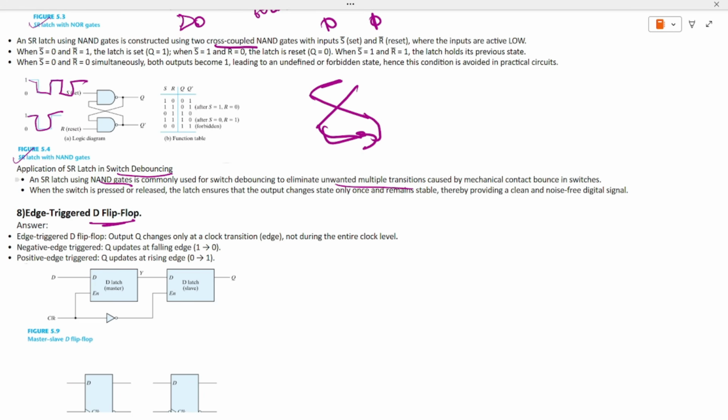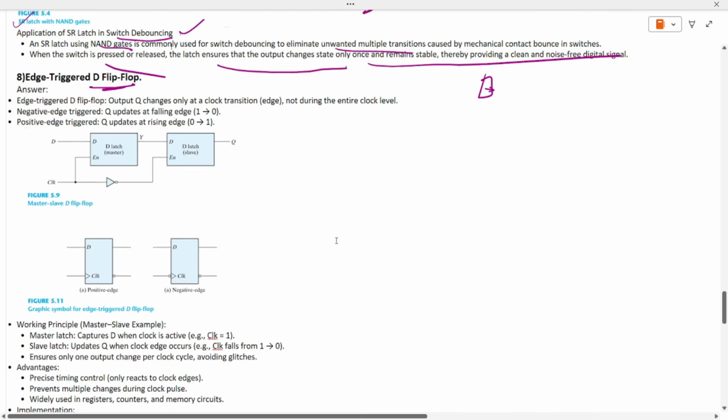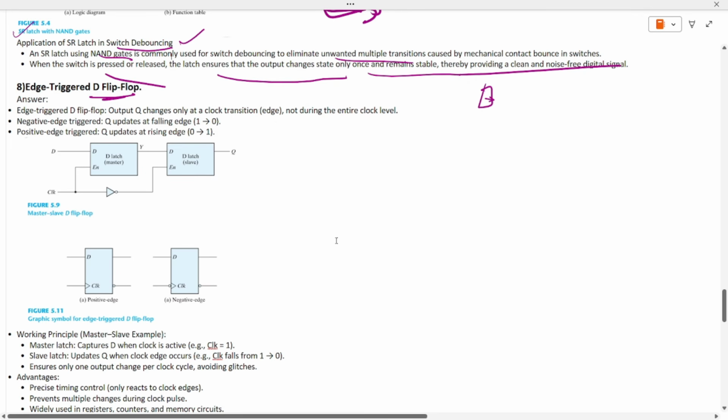To avoid that, it will be happening. And next is when the switch is pressed or released. When you have a switch, and it is pressed or released, the latch ensures that the output state remains stable. The output state should remain stable, so you'll use the SR latch there. I hope you understood. The next question is about the edge triggered D flip flop.